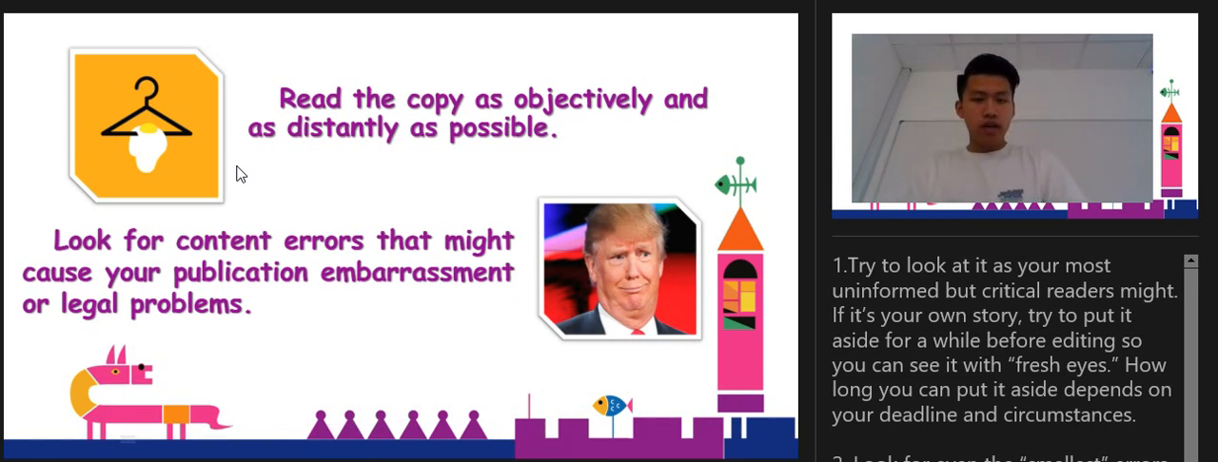Second, look for anything that might contain errors that could cause your publication embarrassment or legal problems. Look for even the smallest errors in facts, punctuation, grammar, spelling, or style. What's unimportant to you may be extremely important to someone else.